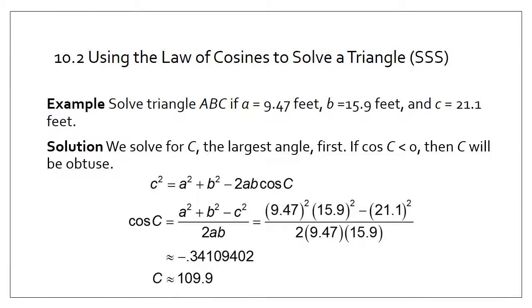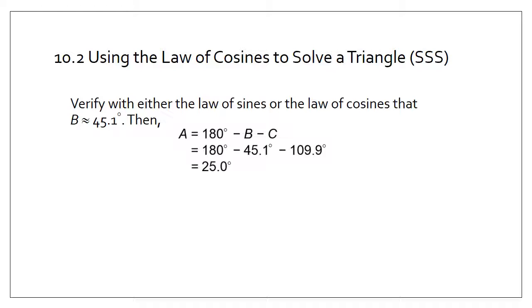Okay, as we said, we're going to solve for angle C. Angle C is 109.9 degrees. And it says verify with either the law of sines or the law of cosines that B is about 45.1. In other words, they already went ahead and solved for B. So use the law of sines, solve for angle B. You should get 45.1. And once you know that, you also know all the angles have to total 180 and find that angle A is 25 degrees.